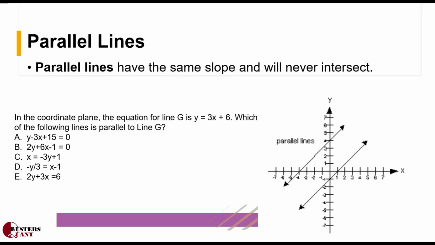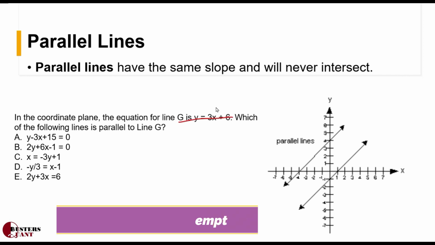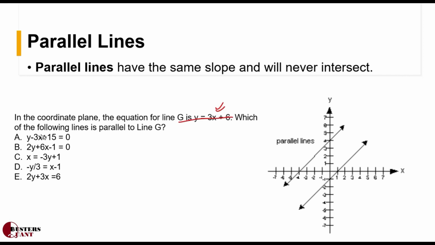For example, this is a question. The equation of the line G is given. Also, we need to find which of the following lines is parallel to this line. So we know that in parallel lines, the slopes of the two lines should be equal. Slope of the first line is equal to 3. Now we need to see which of the following lines has the same slope.